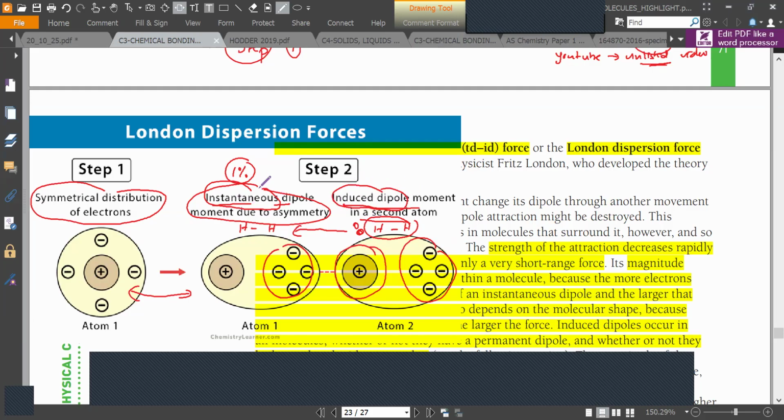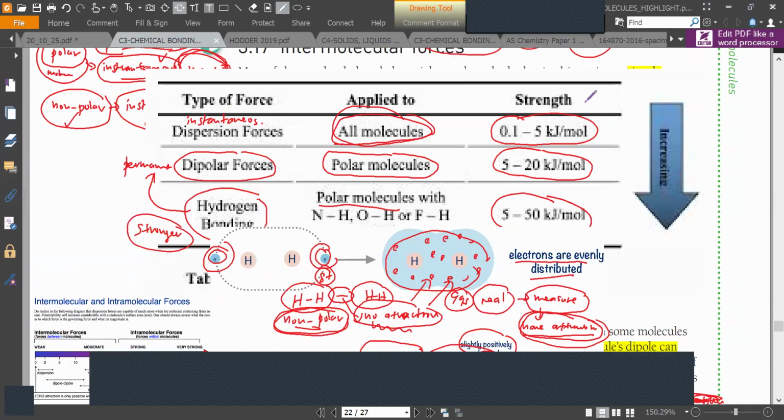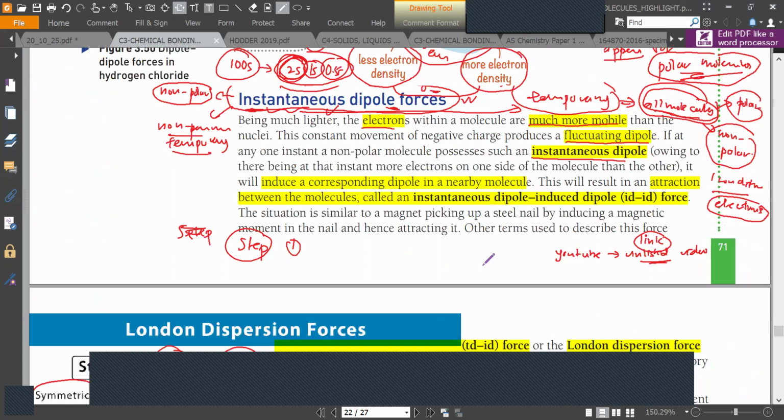So two things can happen. The instantaneous dipole happens and then it induces a dipole in a second atom. This one is also temporary, but now they can have the attraction. We see this only happens 1% of the time, or 2%, or even 0.5%. It's not very often, so that's why we know it's very weak. The permanent dipole, like in HCl, is there all the time, so it's stronger.